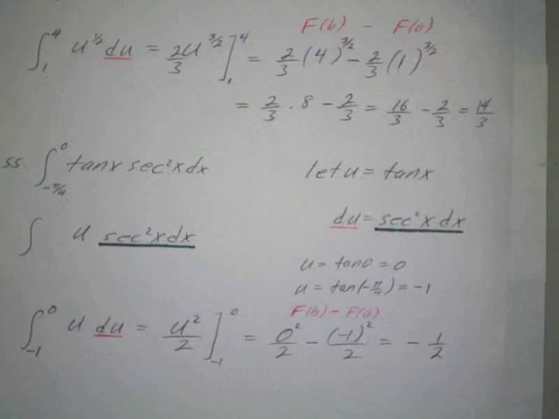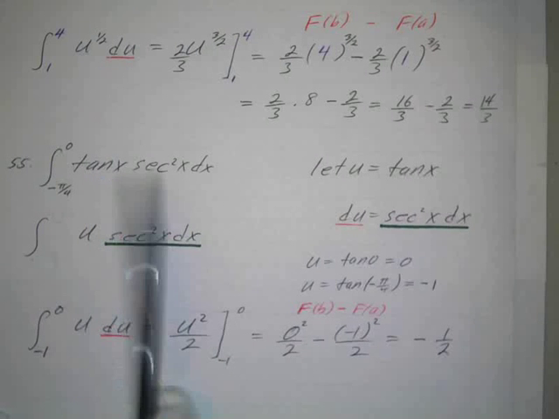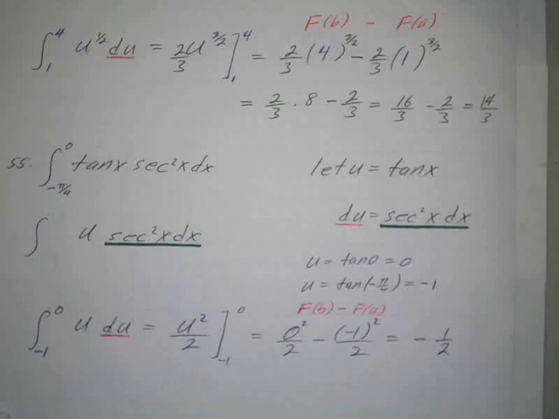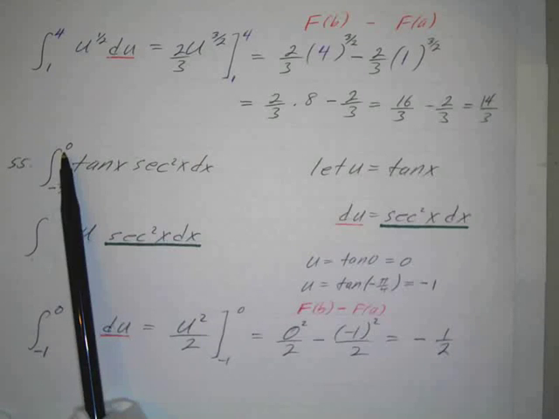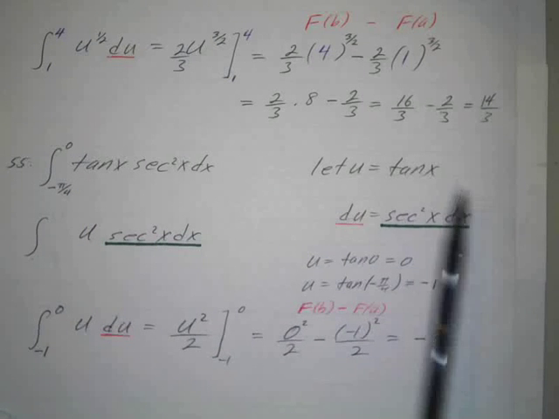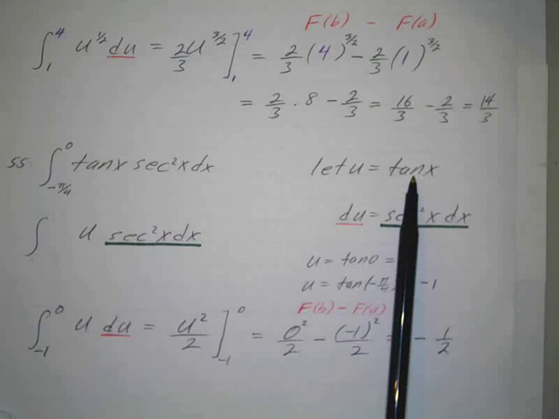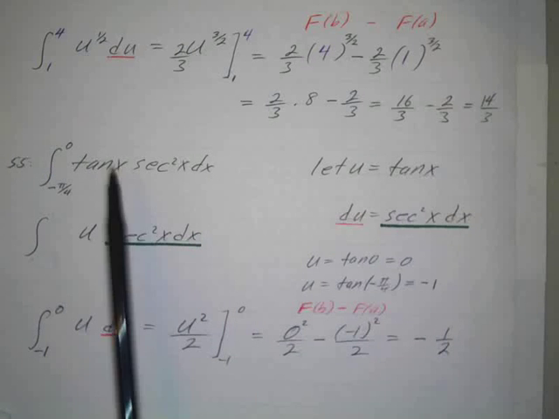Okay, and number 55. The tangent. Now right away when I see this, I know the derivative of the tangent is a secant squared, so I'm going to let it be u to the n du again. And my limits again are negative pi over 4 to 0, but that's in terms of x. So let's see. If I let u equal the tangent of x, then du equals secant squared x dx, and there's my nice match right there.